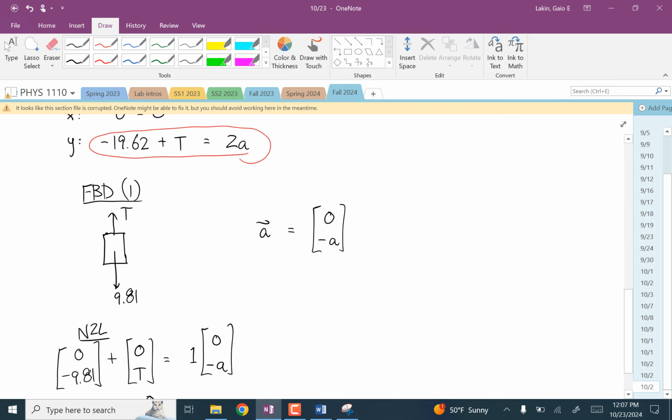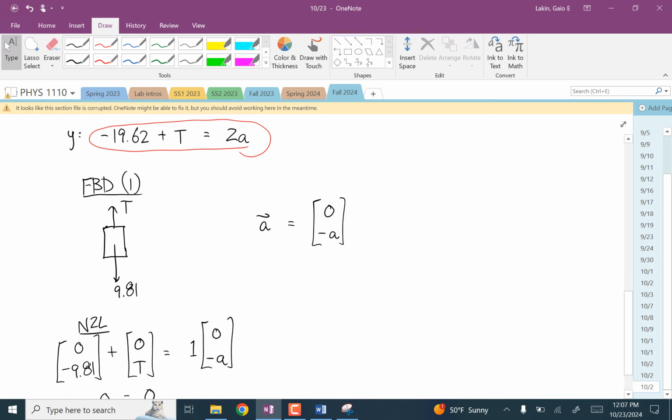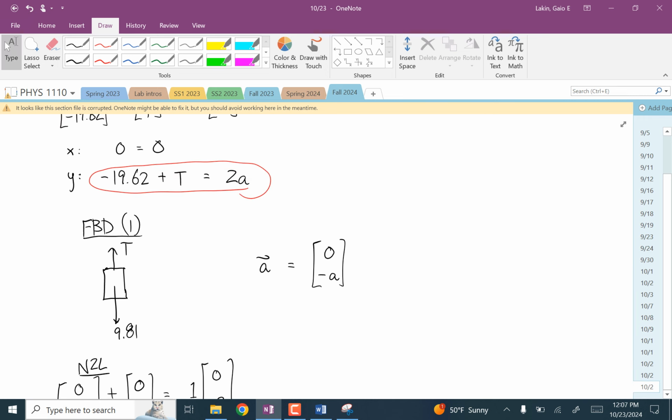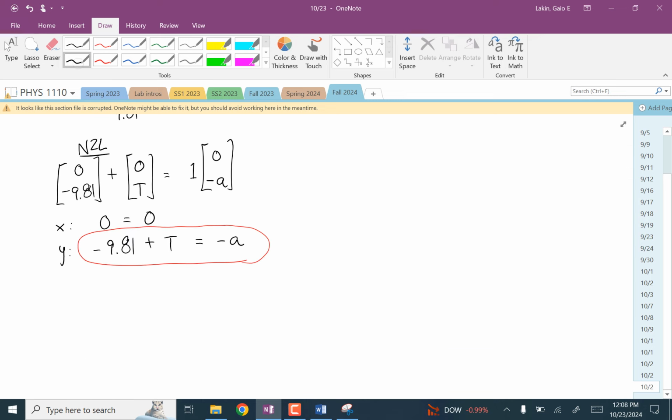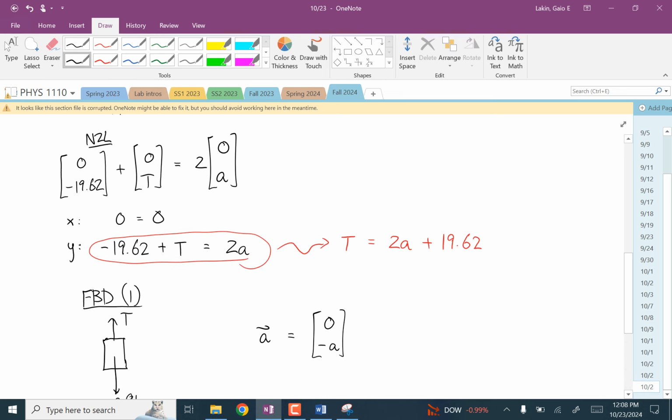And so now these two circled equations are my system of equations. So I'm just going to use one to substitute into the second one. And it doesn't matter which one you substitute into which. I'm going to rewrite this one as T is equal to 2a plus 19.62. So I'll put it in here. We have negative 9.81 plus, from this first one, all this stuff that T is equal to.